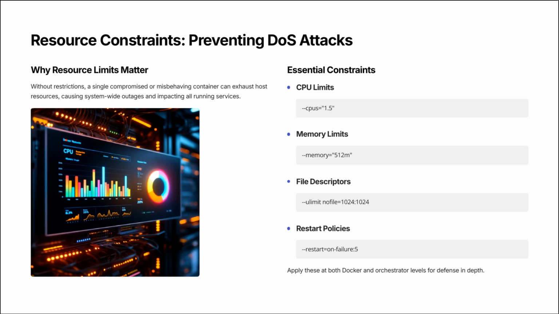Lastly, we have restart policies that can be applied using the restart flag. For example, restart equals on-failure:5 will configure the Docker daemon to try restarting the container up to 5 times if it crashes.